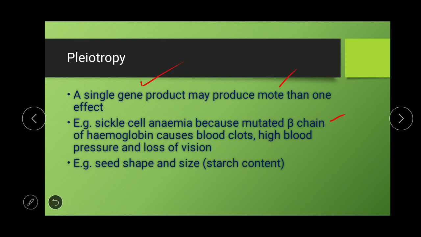So this is an example of pleiotropy, because the single gene, the beta globin HBB gene, is controlling the other effects, that is the blood clots and high blood pressure, and is responsible for them.